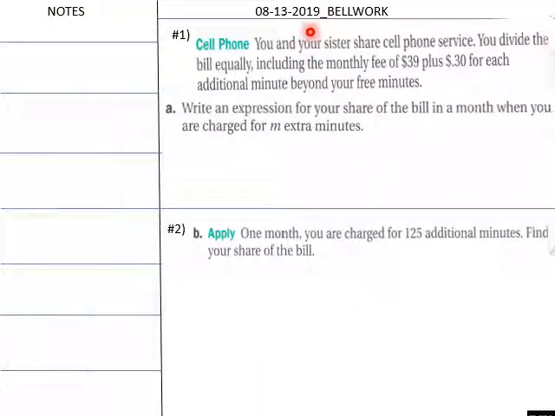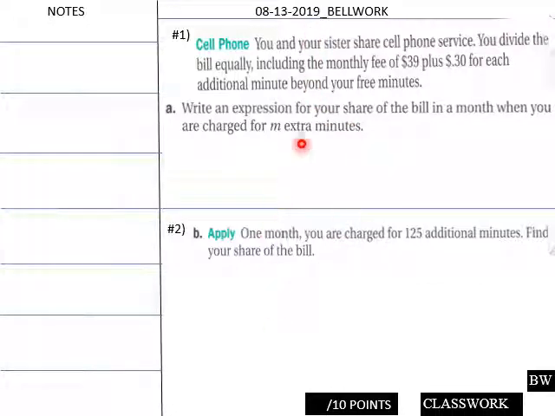And then teachers, here's our bell work for this lesson. We have a word problem, cell phone service. Write an expression for your share of a bill when you are charged for M extra minutes. So go from a verbal model into an algebraic model. And then for B, apply 1 month you are charged. So actually plug in values here, students. Give your students 5-6 minutes for this.